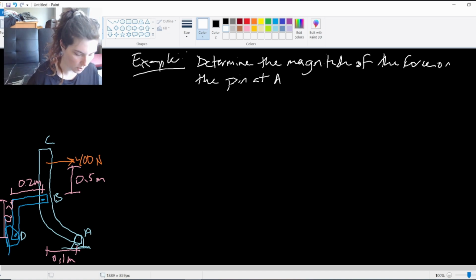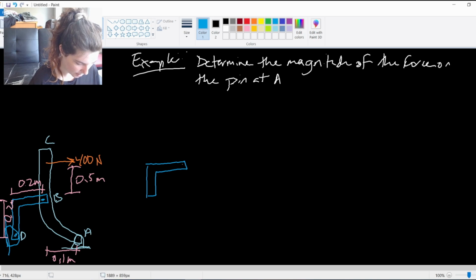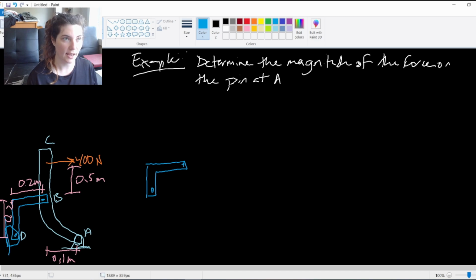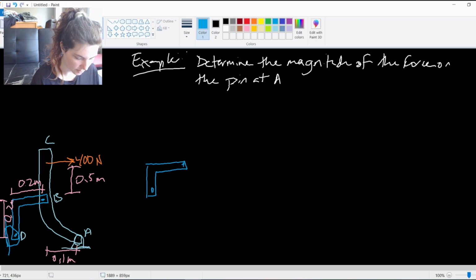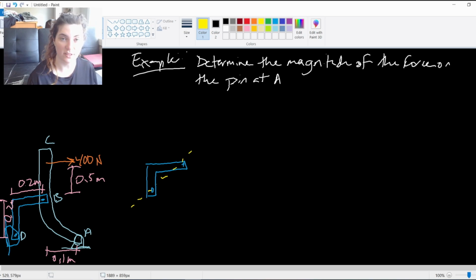So we have this one member. This darker member here is the BD member. And this member is pinned on both ends. So both of these ends have pins going through them. And the line of action of their force is at a 45 and goes through the same point. So this is an example of a two-force member.